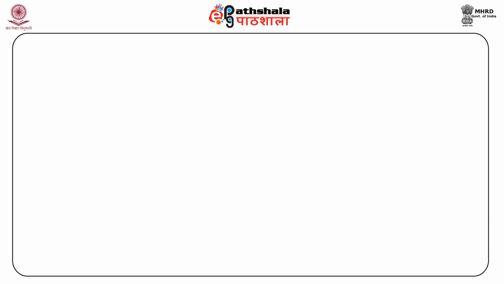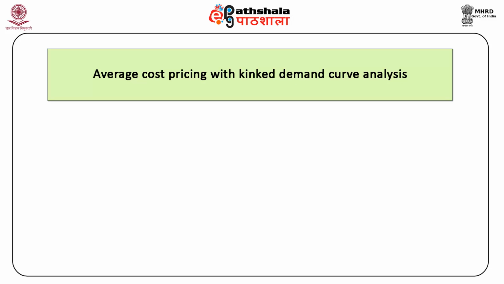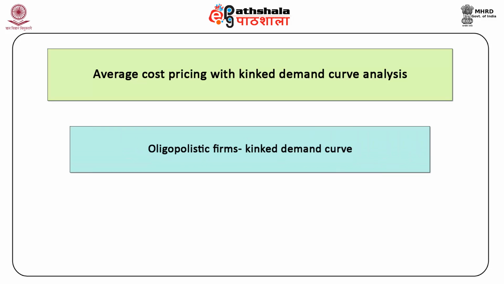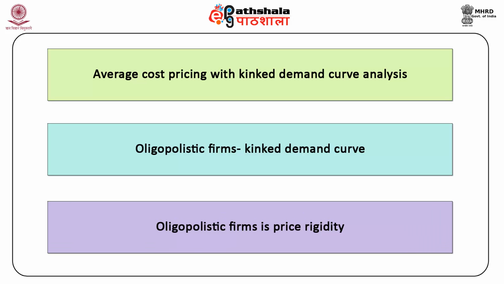Let us now understand the full cost theory by Hall and Hitch. Hall and Hitch combined the average cost pricing with the kinked demand curve analysis. According to them, oligopolistic firms face a kinked demand curve. The most important feature of the oligopolistic firms is price rigidity. Price rigidity implies that firms would not like to change the price of their product.